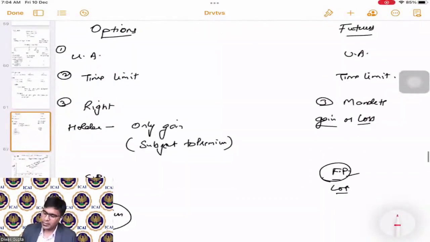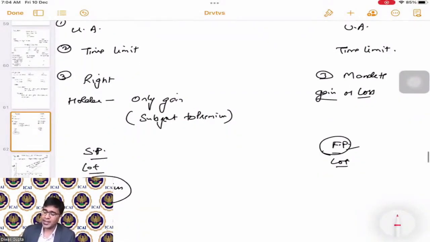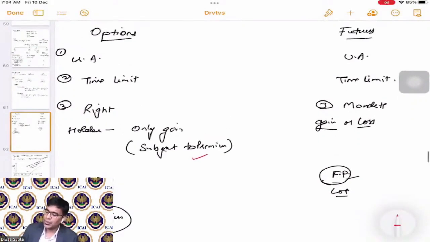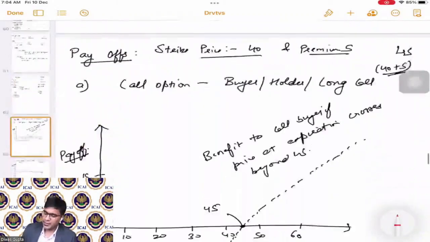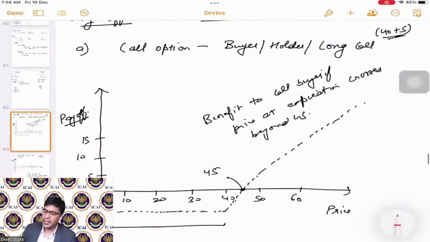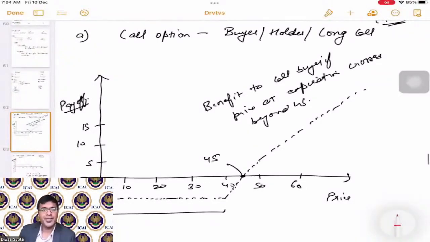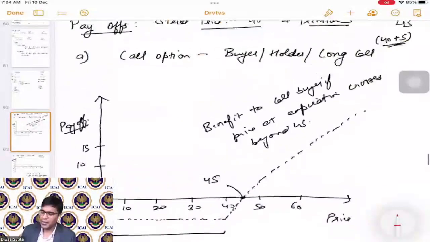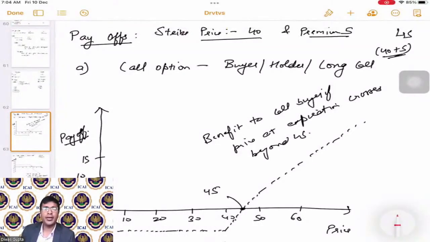Correct? Then we studied the difference between options and futures. Everything is the same except for the fact that here the holder has an option, whereas in futures there is no option. There is a mandate to do the transaction. Here there is a right. Correct? That's the only difference.